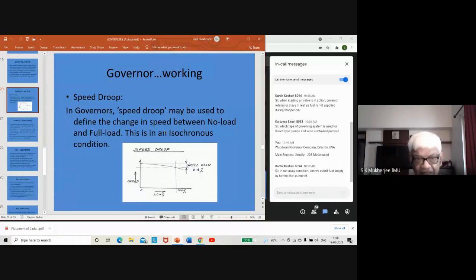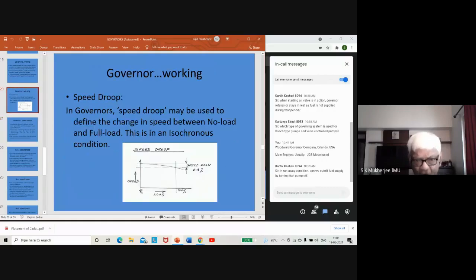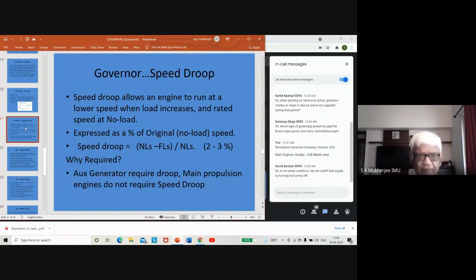So let us proceed. So this is your speed droop. And this speed droop is largely involved with isochronous governors. Speed droop allows an engine to run at a lower speed when the load increases, and rated speed at no load. Just now you saw that diagram. At no load, it is running at the rated speed, whatever speed is there. Now at the full load, there is a drop of 2 to 3%, which is not much. And it is accommodated. And why it is accommodated, we will see just now.